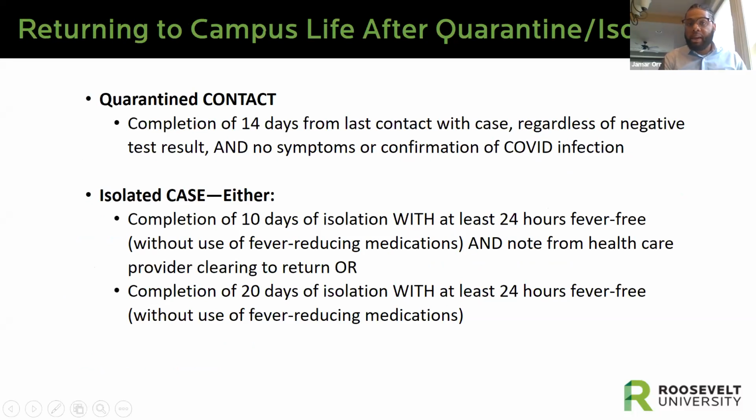So returning to campus after quarantine or isolation, what does that look like? If you are a contact who has been quarantined, you need to complete 14 days in quarantine from your last contact with the case. And this is irrespective of whether or not you have a negative test result. You also have to be showing no symptoms or no confirmation of a COVID-19 infection.